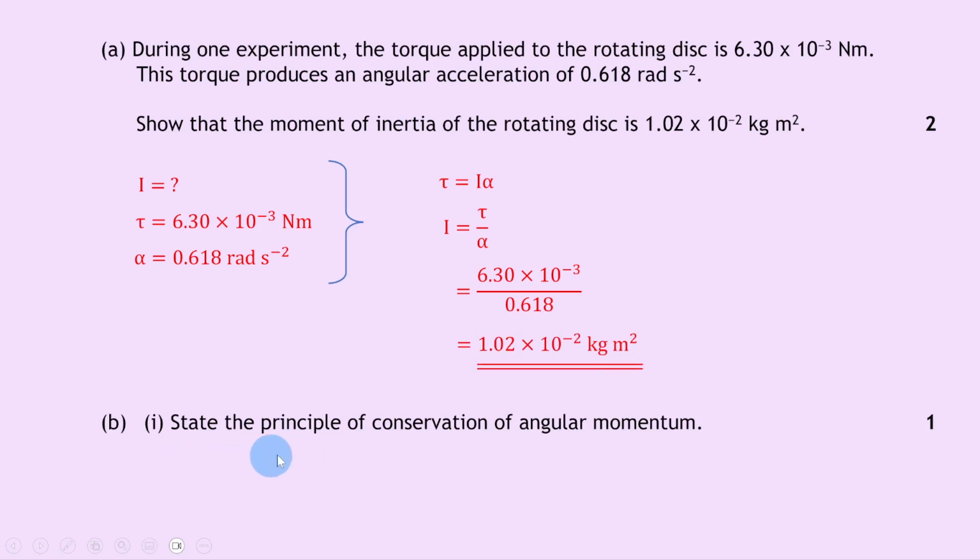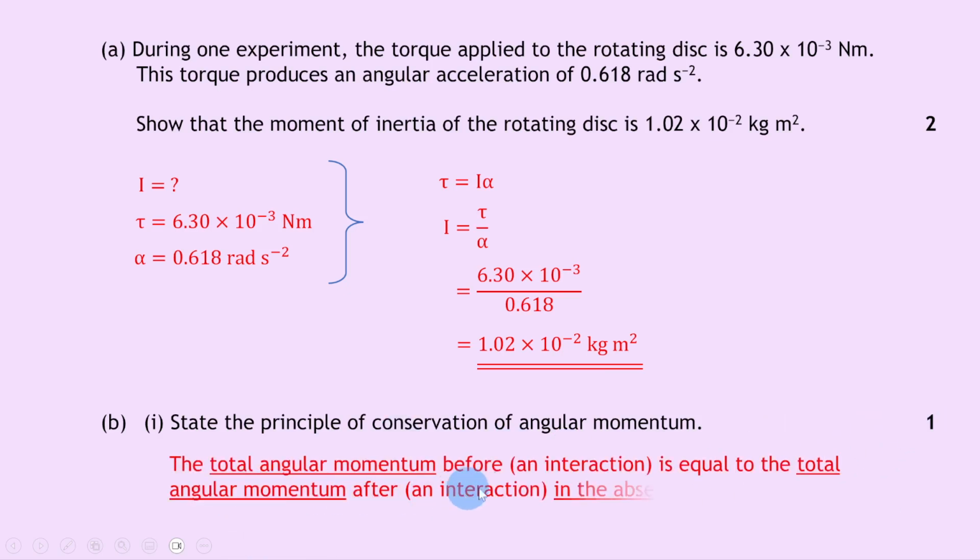B part 1 says state the principle of conservation of angular momentum, and there's 1 mark available for this. Well, to answer this we can say it's the total angular momentum before an interaction is equal to the total angular momentum after an interaction in the absence of external torque. And the phrases that are underlined here are phrases that you need to mention to get the mark.